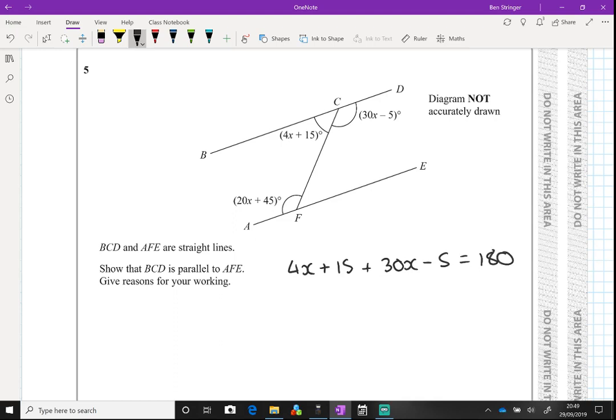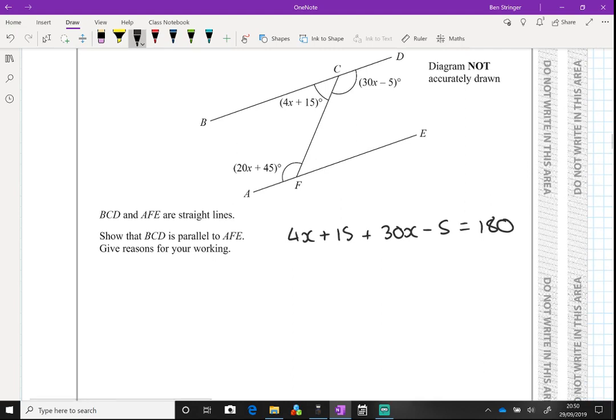And once I work out what x is from this equation, I could also say then if this line is parallel to this line, then this and this should be the same, or this and this add to make 180 because of co-interior angles or alternate angles. First statement to work out this, second statement then to prove that these are alternate or co-interior, depending on what you want to do. So solving this equation, 34x plus 10 is equal to 180.